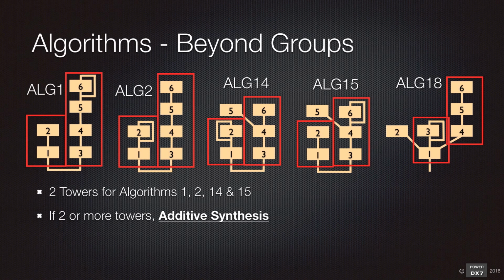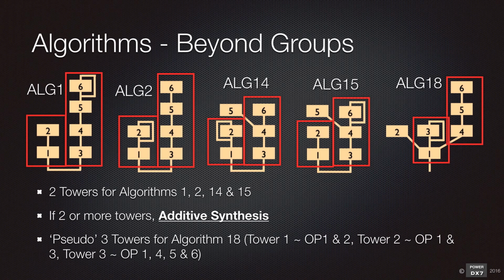Usually, it's used for generating a sawtooth wave just using operators 1 and 2. Also, between two towers, the additive synthesis is applied to mix those two towers to create an overall sound. Some of you may notice that I included algorithm 18 in this group. The reason is that it has a pseudo tower with 4 operators stacking, like algorithms 1 and 2.